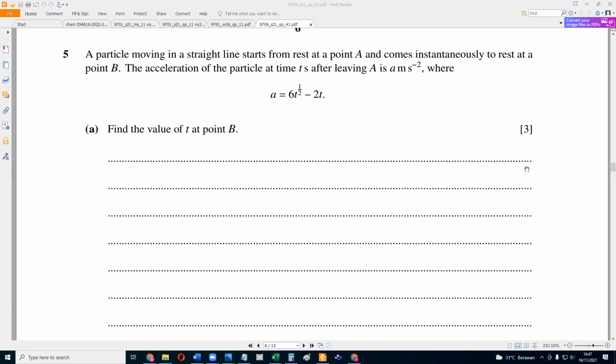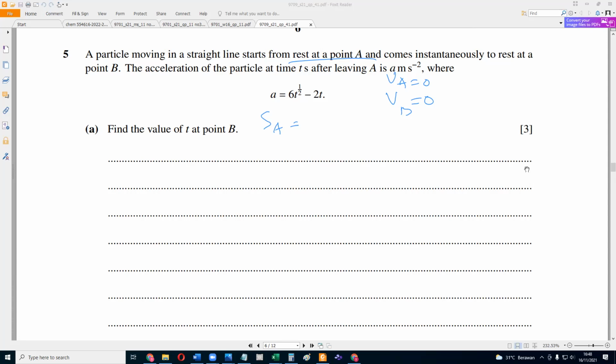A particle moving in a straight line starts from rest at point A, and comes instantaneously to rest at point B. In this case, at point A the particle starts from rest, so the velocity at A is going to be 0. The velocity at B is also going to be 0. We have the acceleration: a is 6t to the power half minus 2t.